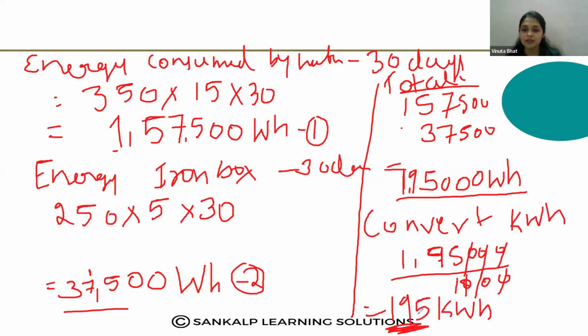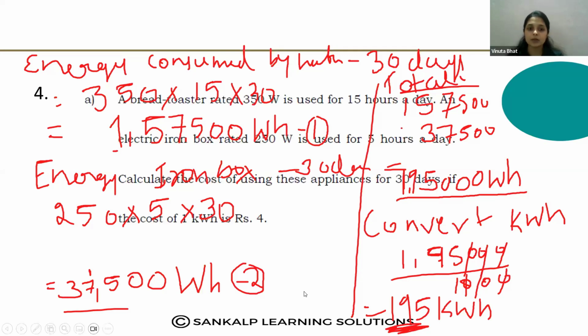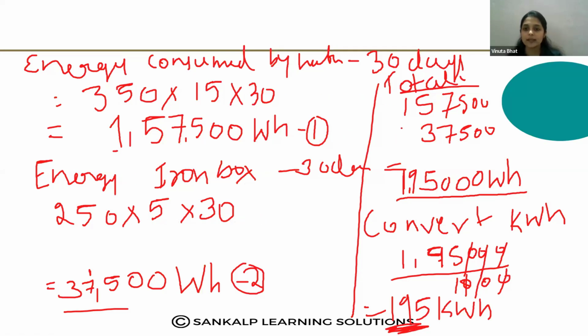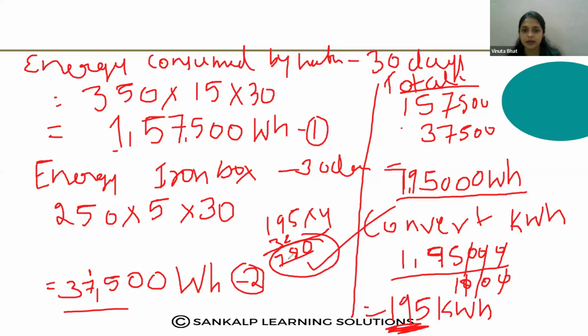Then what is the cost of 195 kilowatt hour? So 1 kilowatt hour is equal to rupees 4. So 195 kilowatt hour is equal to 195 into 4, that is 5 4s are 20, 2, 36, 38, 3, 7. Rupees 780. This is the final answer. What is the cost? That is 780 rupees.